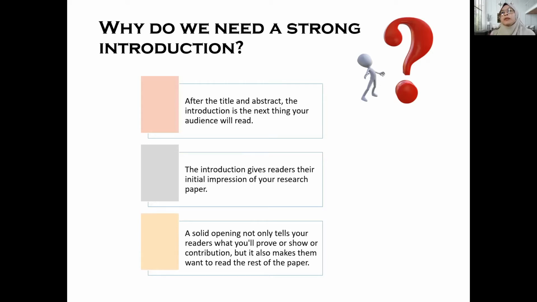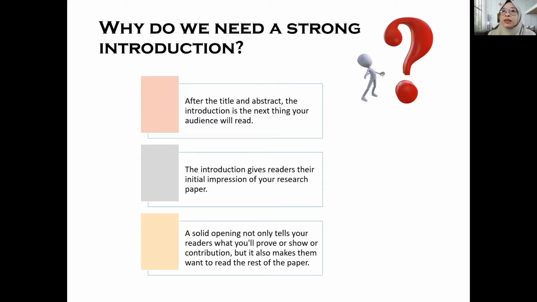Many people think that the introduction is just talking about what others have done. It is not just that. The introduction is very, very important. Many articles were rejected due to a bad introduction.